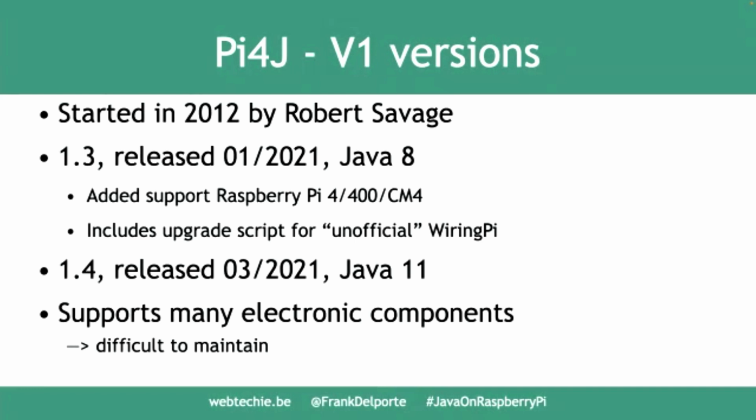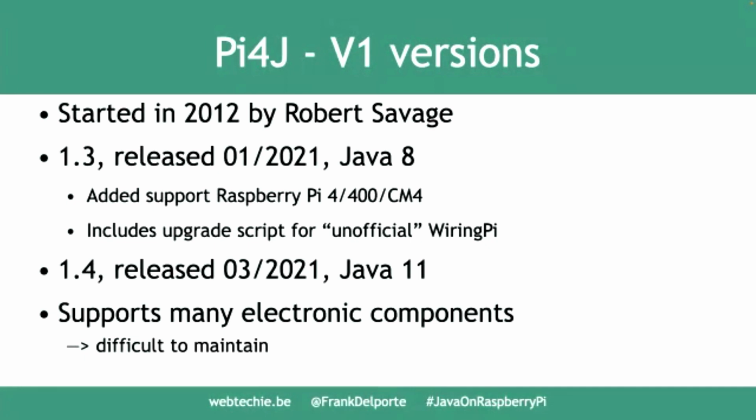We needed a new version at that time because Raspberry Pi had released a new board with different versions. So the Raspberry Pi 4, 400 and CM4, the compute module, all share the same architecture. So to be compatible with these, version 1.3 was released. And then a bit later, we released 1.4, which jumps to Java 11.